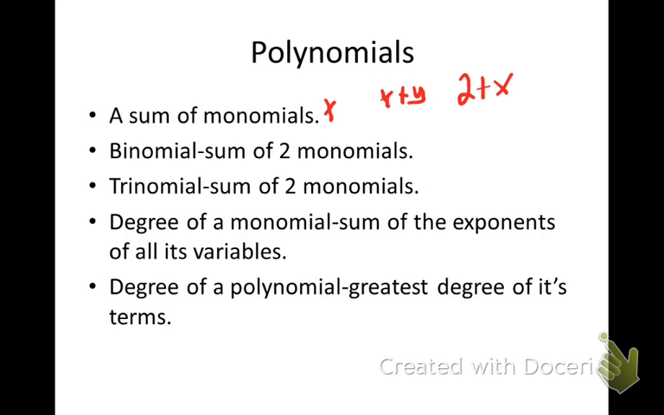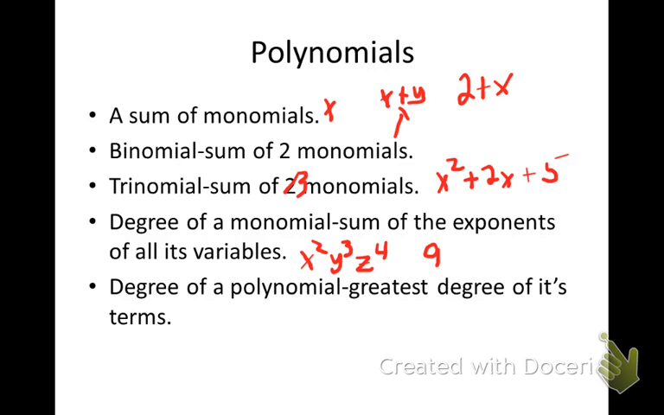They do have some special names. The sum of two monomials would be a binomial, so this would be like a binomial. Sum of three, a trinomial, I should say, sorry, misprint there. The sum of three monomials would be a trinomial, so x squared plus 2x plus 5 would be an example of a trinomial. The degree of a monomial is the sum of the exponents of all of its variables. So if we have x to the second, y to the third, z to the fourth, the degree of this is going to be 2 plus 3, which is 5, plus 4 is 9. So that's the degree of that monomial.